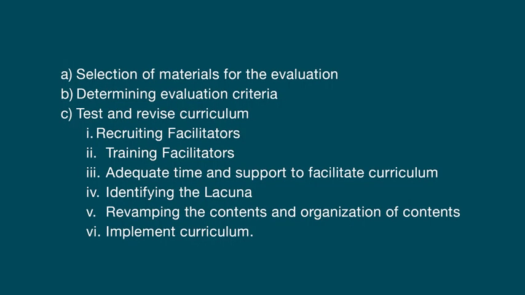The first one is selection of materials for the evaluation. Second one is determining evaluation criteria. Third one is test and revise curriculum. The subcomponents of the third, test and revise curriculum, are recruiting facilitators, training those facilitators, adequate time and support to the facilitating curriculum, identifying the lacunae, revamping the contents and organization of contents, and implement curriculum. These are all the steps to be followed in the effective transaction of curriculum.